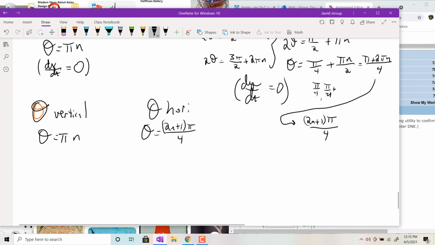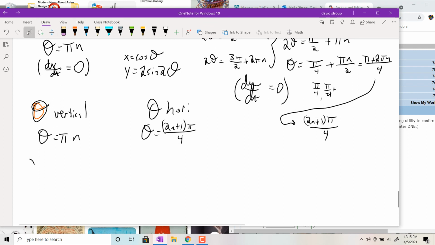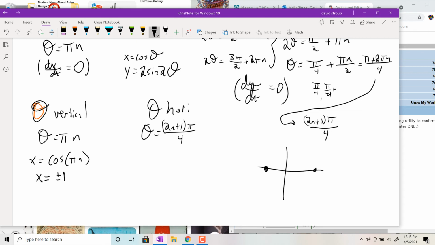So I have to remember my original functions. Let me write them here. x equals cosine theta, and y equals, I thought it was 2 sine 2 theta, I think. Yeah. Okay, so x is cosine of pi n. And what's happening at those places? Cosine of n pi is always going to be either 1 or -1, so x is either -1 or 1. So we'll just write plus or minus 1. And then the y value is 2 sine of 2 pi n.